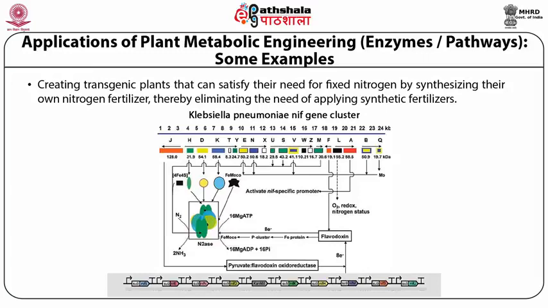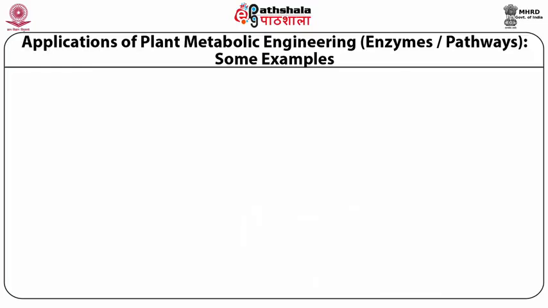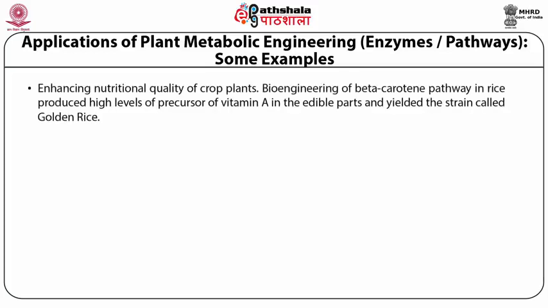The activity of this enzyme in particular biological conditions can fix atmospheric nitrogen into ammonium, which can be utilized by the plants as a fertilizer. In addition, recently a novel rice has been produced, which is known as golden rice. This is for enhancing the nutritional quality of the rice.